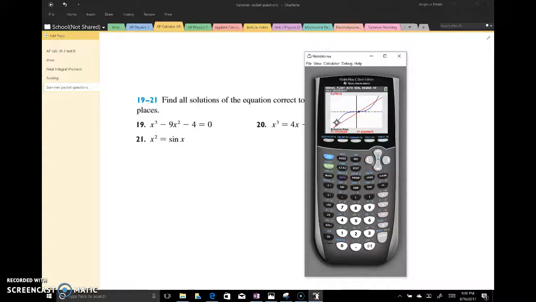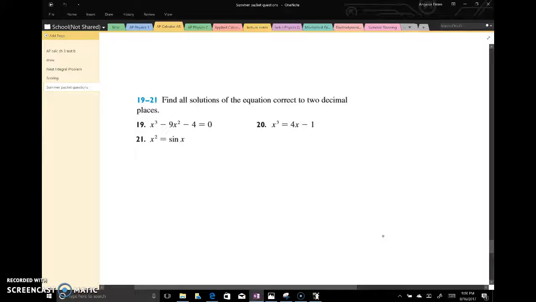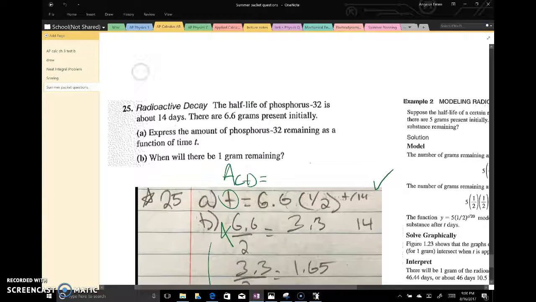You can use the same technique for 19 and 21. Now, just a word of warning for 21, sine x, any trig functions, you've got to make sure that you're in radians. So you would want to press mode and then switch into radians before you start graphing in 21. All right, so I'll leave you to that. Let me know if you have any questions.